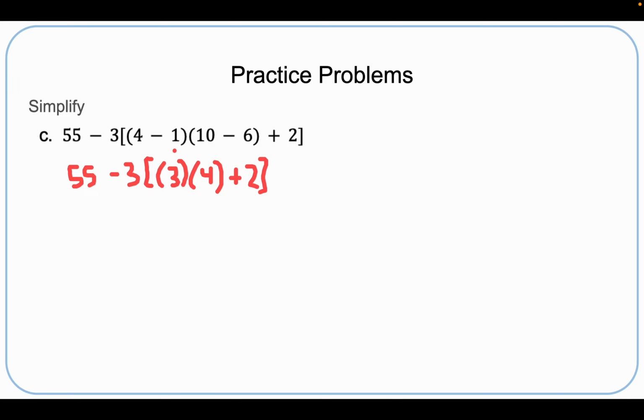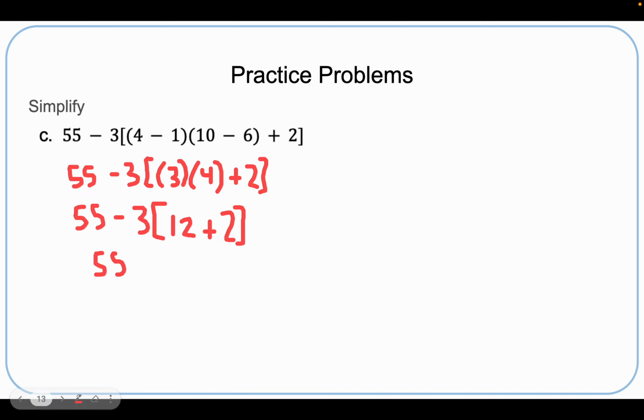Now we have multiplication to work out inside the brackets. So rewrite on our next line, 55 minus 3. Still keeping the brackets here. 3 times 4 is 12, plus 2. Okay, then we need to add within our brackets. So 55 minus 3 times 14.